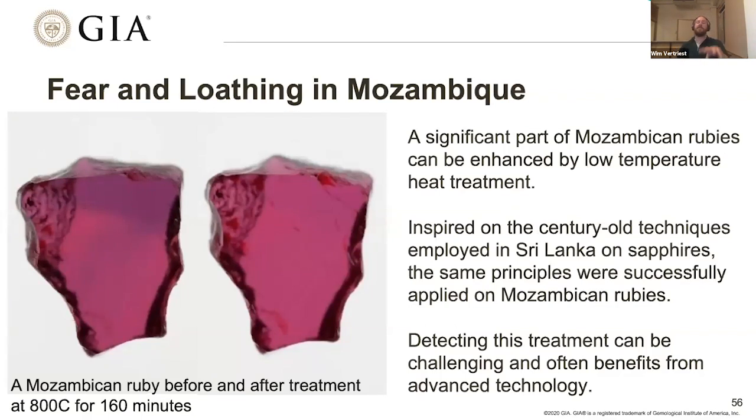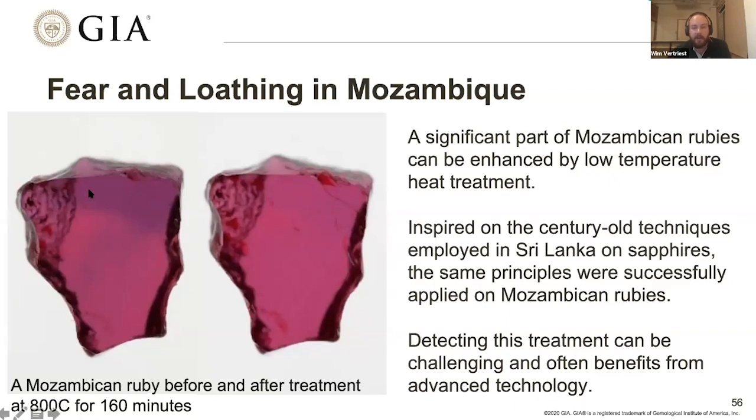Why did the Sri Lankans do this on their sapphires? When their sapphire was too dark blue, they could reduce the blue. When it was a pink stone with some blue zoning, they could remove that blue zoning. When it was a very pale pink stone, or a very pale blue, or blotchy blue stone, they could remove that blue and turn it into colorless sapphire, which they could use as a diamond simulant. That's the exact same principle that was applied here.